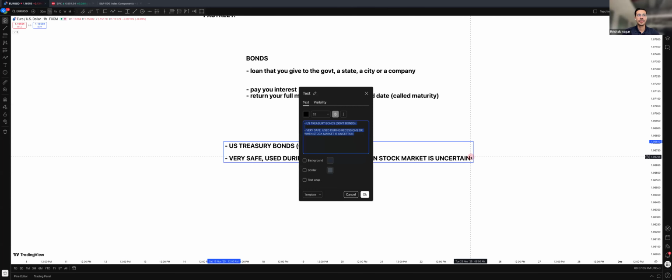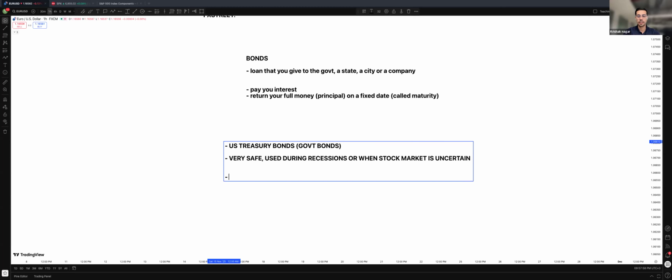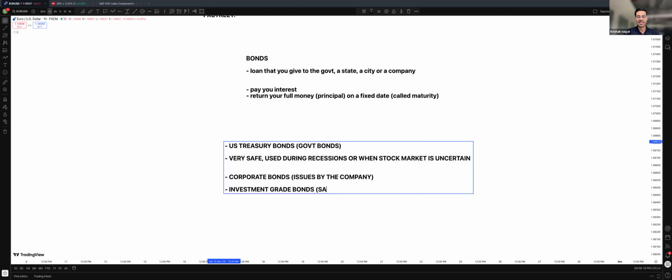The next is corporate bonds. Corporate bonds are usually issued by the companies. There are only two types. One is investment grade bonds, which is safe but low returns. And the second one is high yield bonds, risky but higher returns.